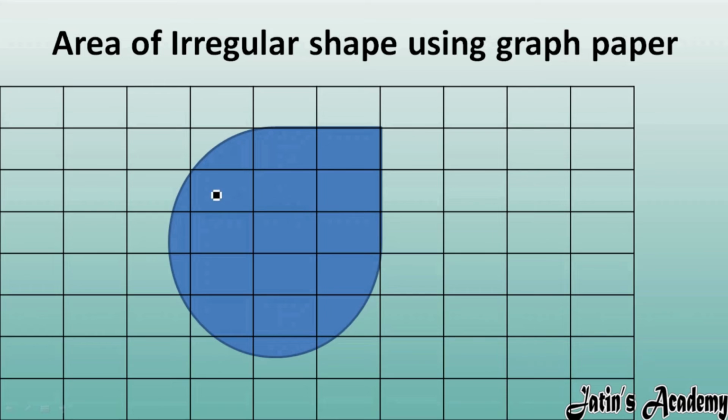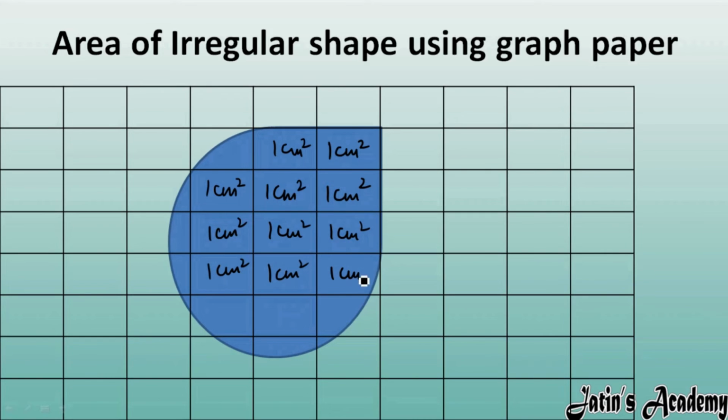So what we can do, firstly you can write the area. For example, this box is 1 centimeter square. This also is 1 centimeter square. Just write 1 centimeter square in every box which is fully filled by the leaf. So these areas are fully filled by the leaf, so just write 1 centimeter square here. And this is also approximately fully filled, so you can also write 1 centimeter square.